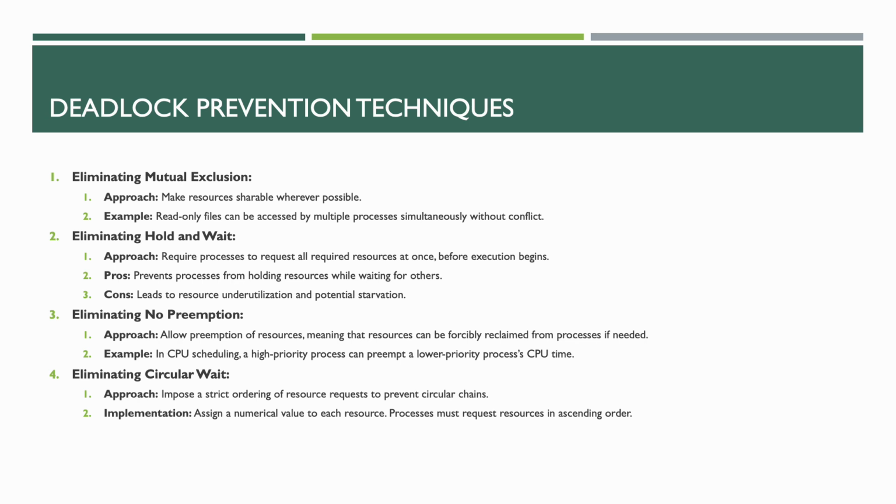So first of all, we'll try to eliminate mutual exclusion. We'll try to make resources shareable where possible. For example, read-only files can be accessed by multiple processes simultaneously without conflicts. This method is effective for resources that do not require exclusive access, but some critical resources must remain non-shareable, limiting its effectiveness.